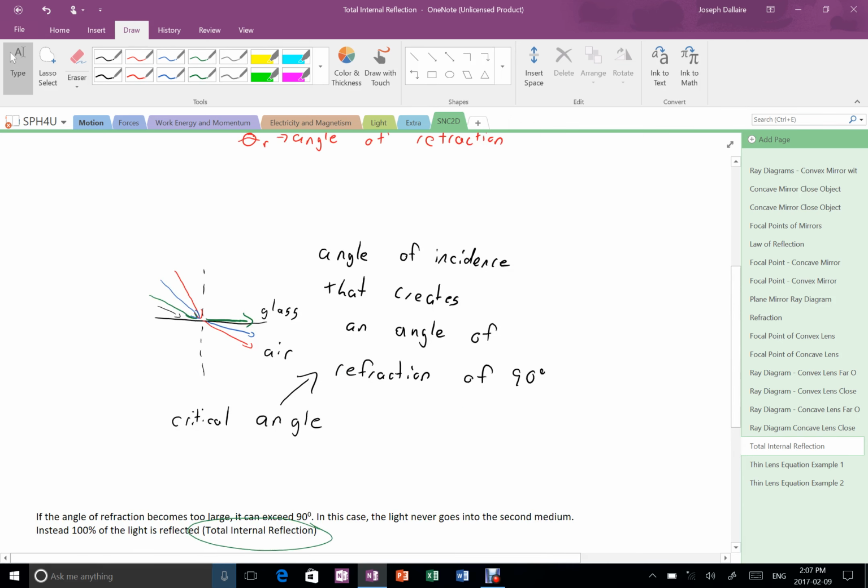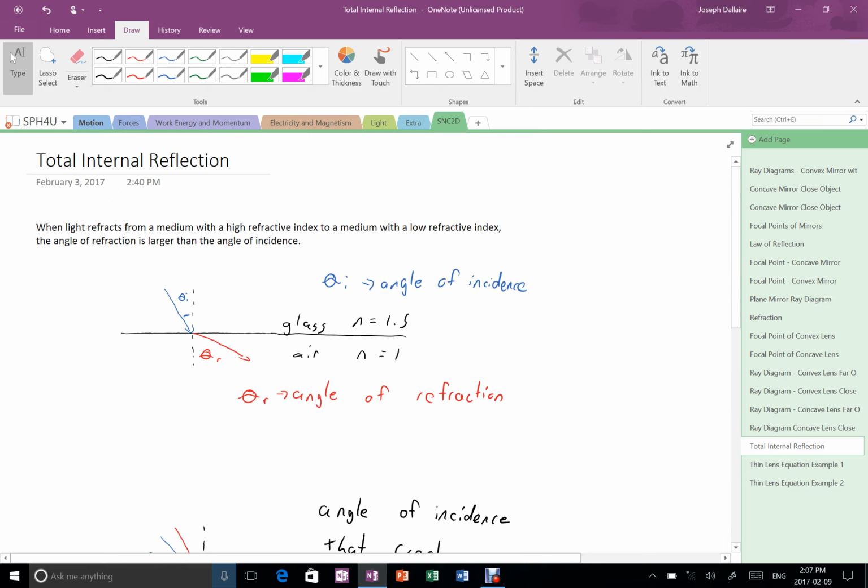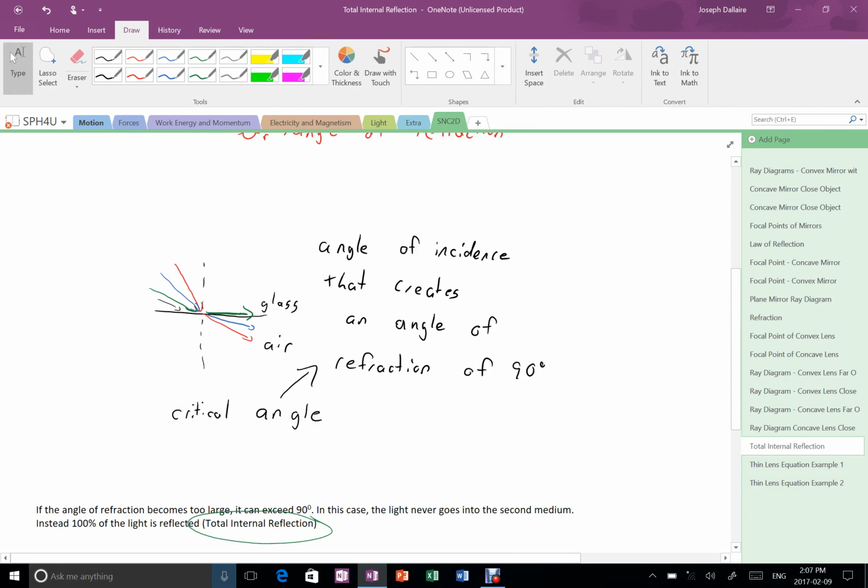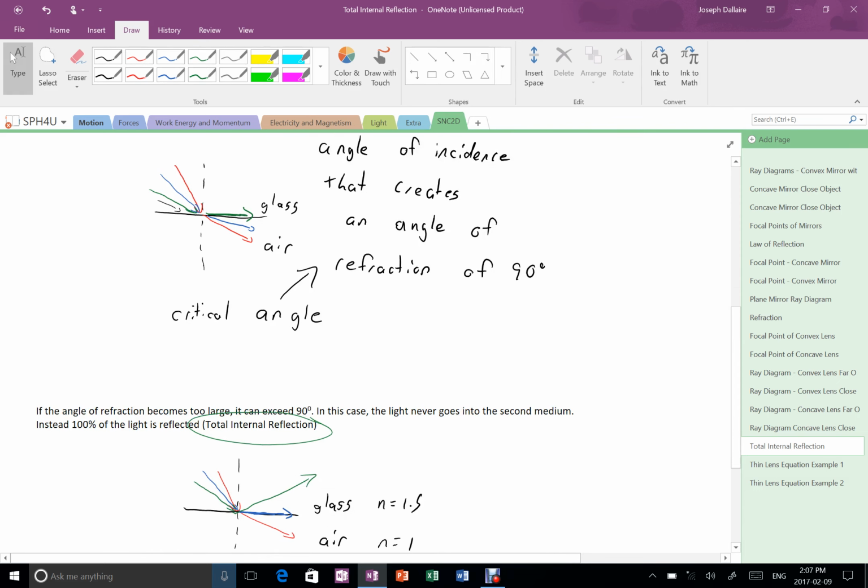So one more time. Because when we go from high index to low index of refraction, our angle of refraction gets bigger. If we keep going at that, eventually we're going to hit light that tries to refract at an angle of 90 degrees. Since 90 degrees is parallel to the barrier, that means that none of the light is actually going into the material. We call that angle the critical angle. Any angle greater than that will cause all of the light to be reflected back into the material. Any angle less than that, and some of the light will transmit into the new medium.